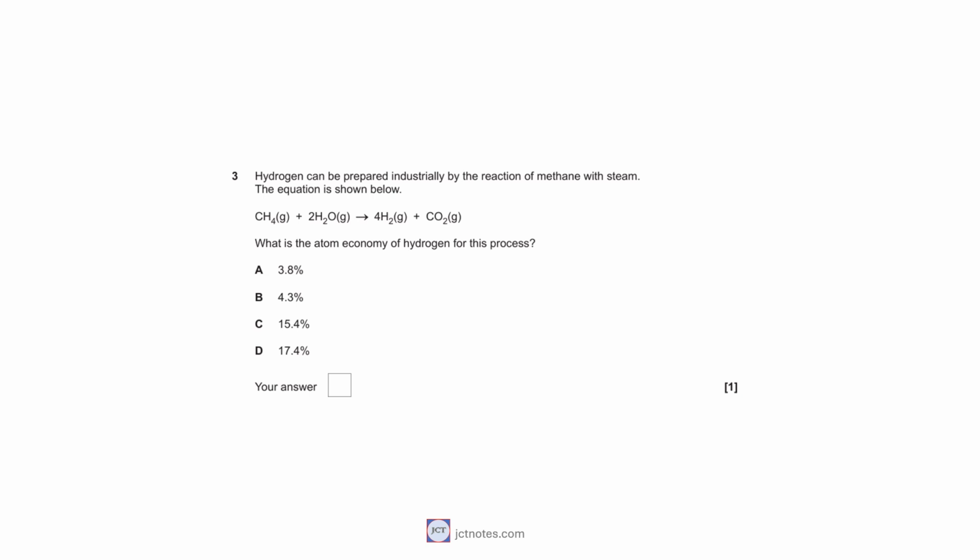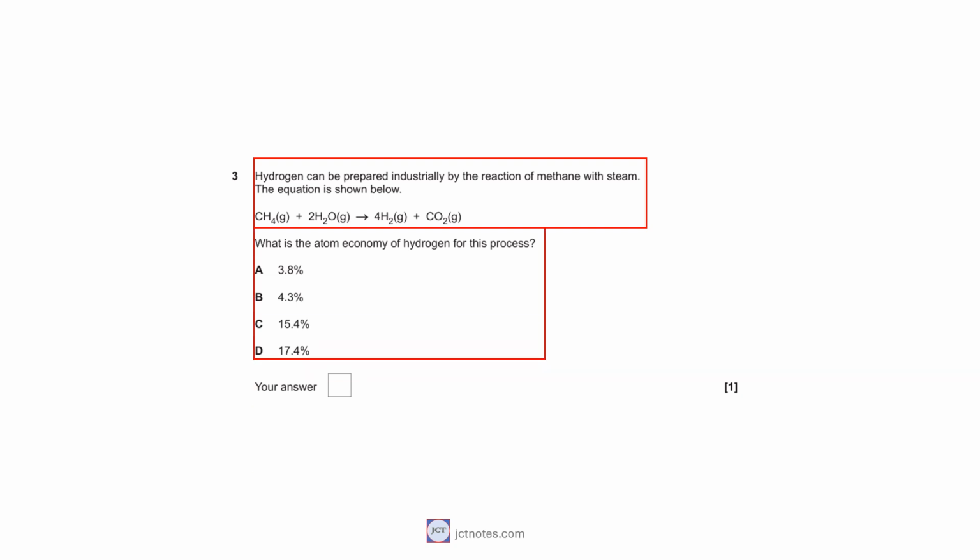In question 3, we have the reaction of methane with steam of water to produce hydrogen and carbon dioxide. We are asked what is the atom economy of the hydrogen in the process. The atom economy is defined as the mass of the desired product divided by the mass of all reactants multiplied by 100. We start with the reactants.